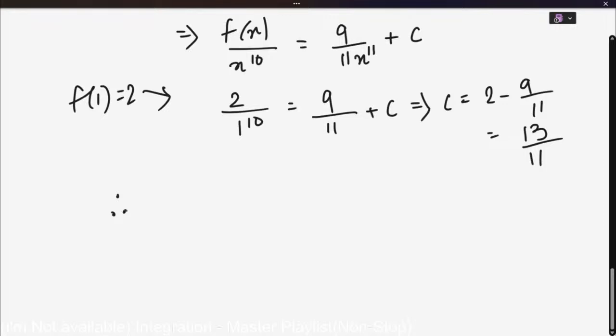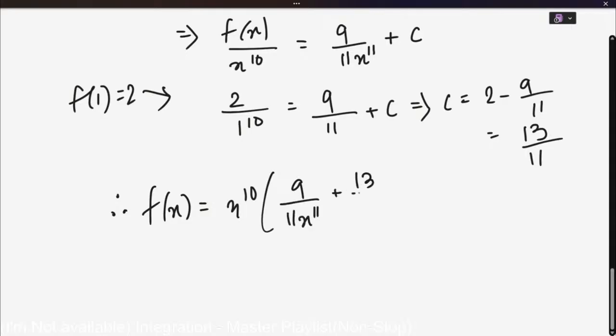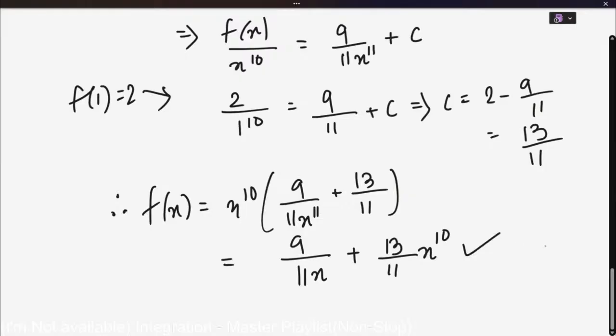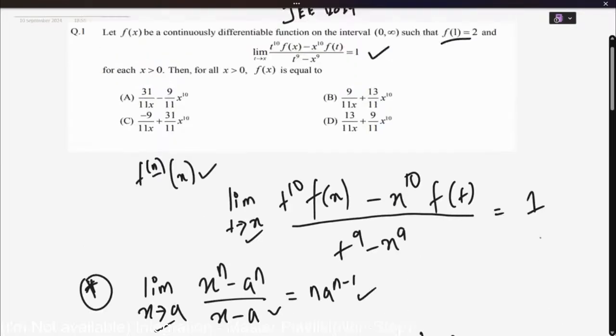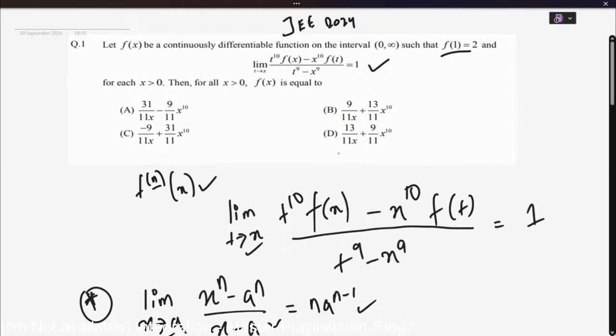Therefore, f of x simply turns out to be x to the power 10 whole into 9 by 11 x to the power 11, and c is how much? 13 by 11, right? 13 by 11. Multiply this and you get 9 by 11x plus 13 by 11 x to the power 10, which is our answer for f of x. Now let's go back and see which one matches our answer. So 9 by 11x and 13 by 11 x to the power 10. So option B is the correct answer.